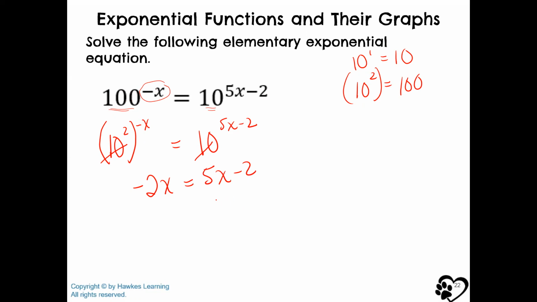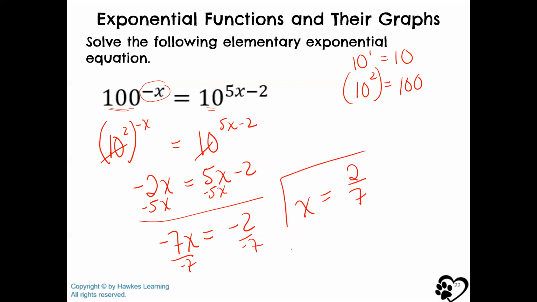So 2 times -x is -2x is equal to 5x minus 2. I want my x's together. Normally I'd move the smallest one, but then that would make this side 0. So I'm going to actually get rid of positive 5x. So -2x combined with -5x is -7x is equal to -2. So I'm going to divide both sides by -7. Negative divided by negative is a positive 2/7. And that's what x equals.